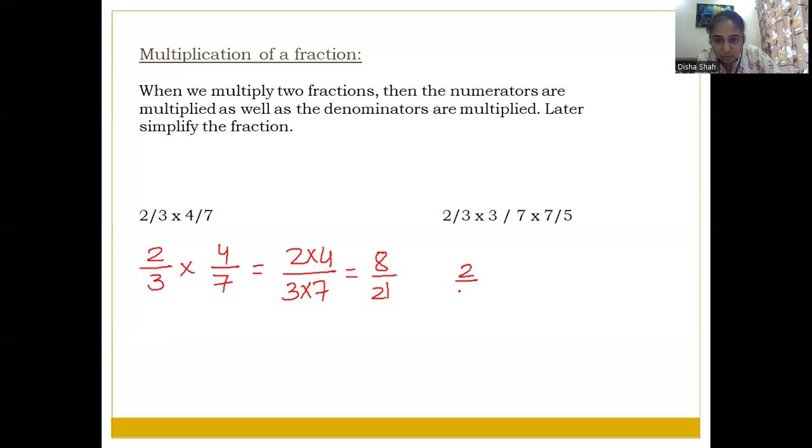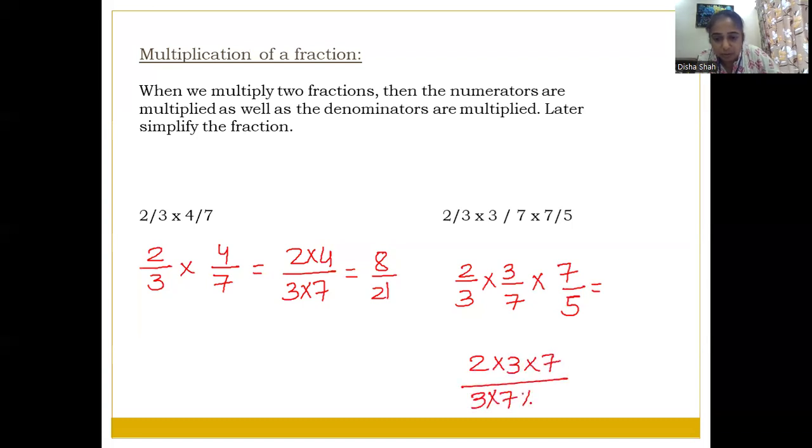Next, 2 by 3 into 3 by 7 into 7 by 15. तो हम क्या करेंगे? 2 into 3 into 7 upon 3 into 7 into 5. क्या ये सही है? Yes, this is absolutely correct, but this is lengthy. Lengthy इसीलिए क्योंकि इससे नंबर बड़े होंगे, फिर हमें उसे वापस सिंप्लीफाई करना है. So what we will do in such type of cases, पहले हमें जो कॉमन है उसे निकाल देना है, पहले डिवाइड करना है एंड देन मल्टीप्लाई करना है. पहले डिवाइड करने का फायदा ये होता है that the numbers becomes small. So 3 3 cancel, 7 7 cancel. So answer is simply 2 by 5.